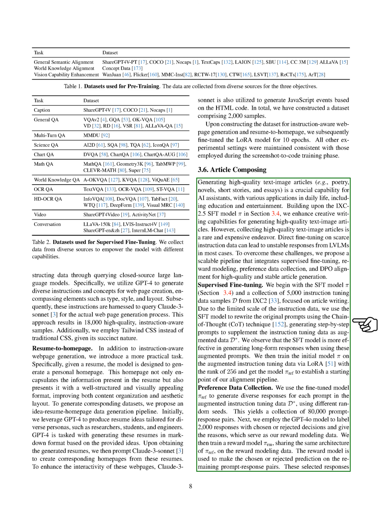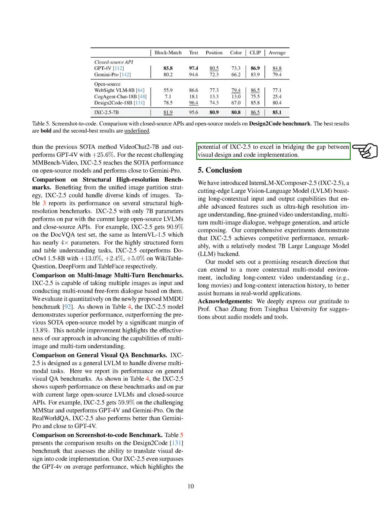In multi-image multi-turn dialogue tasks, IXC 2.5 demonstrated superior performance compared to previous open-source models. Additionally, in general visual question answering benchmarks, IXC 2.5 performed exceptionally well, even outperforming models like GPT-4V and Gemini Pro in some cases. Lastly, in the screenshot-to-code benchmark, IXC 2.5 showed promising results, surpassing GPT-4V on average, showcasing its potential in translating visual designs into code effectively.